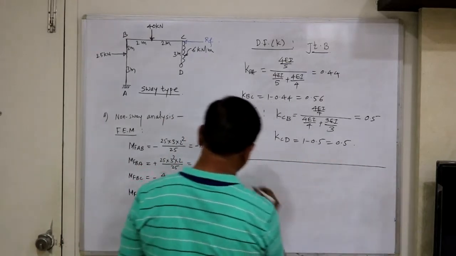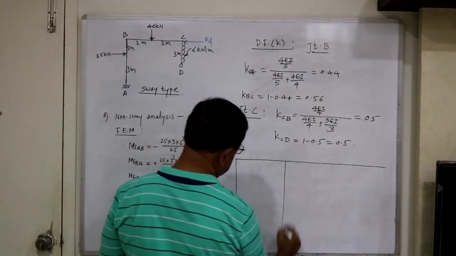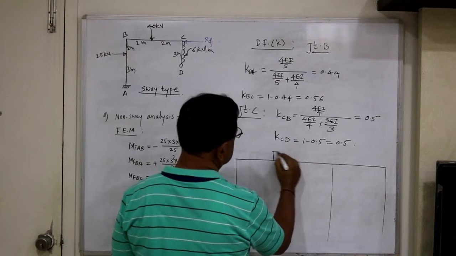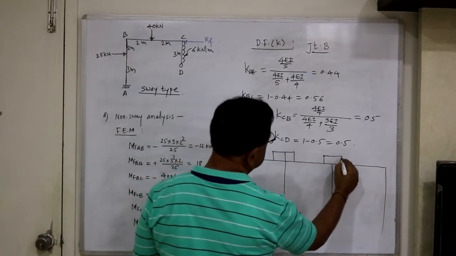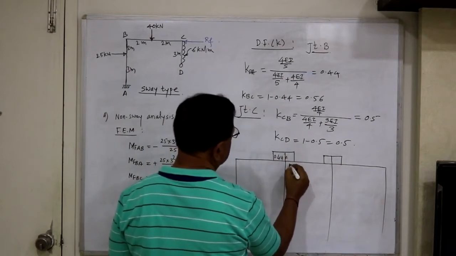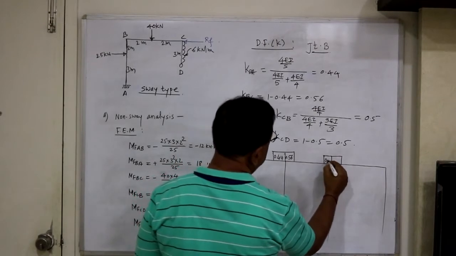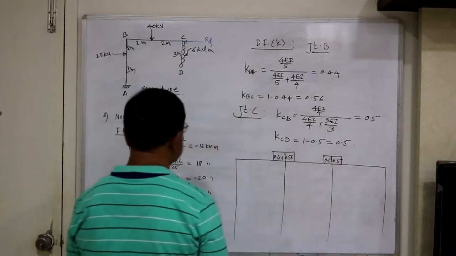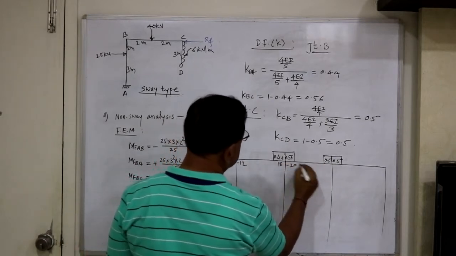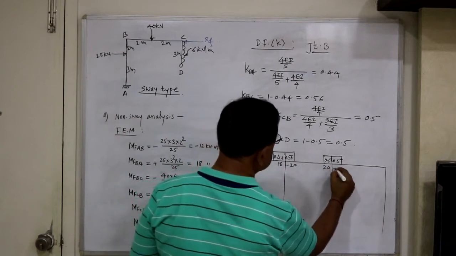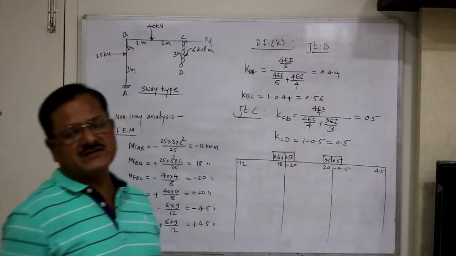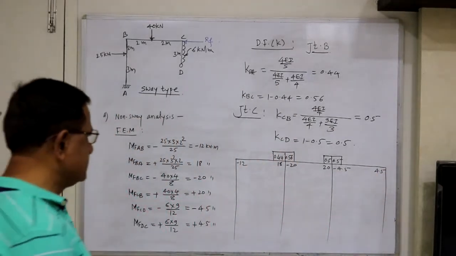Now let's prepare the moment distribution table for non-sway moments. You just enter the values of the calculated distribution factors: 0.44, 0.56, 0.5, 0.5. And the fixed end moments: here it is minus 12, this is 18, minus 20, 20, this is minus 4.5, and this is plus 4.5. So now we have entered the distribution factors.